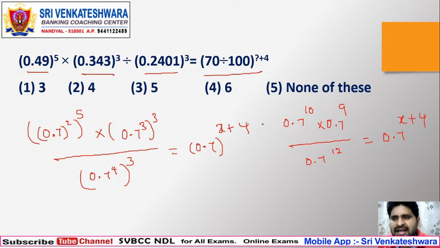Directly I'll write the bases. Whatever is in the numerator will be added, whatever is in the denominator will be subtracted. Like a power m into a power n is a power m plus n, and a power m by a power n is a power m minus n. 10 plus 9, 19, 19 minus 12, 7. So on this side I'll get 7, and that side x plus 4. So x plus 4 is equal to 7. x equals 7 minus 4, simply 3.